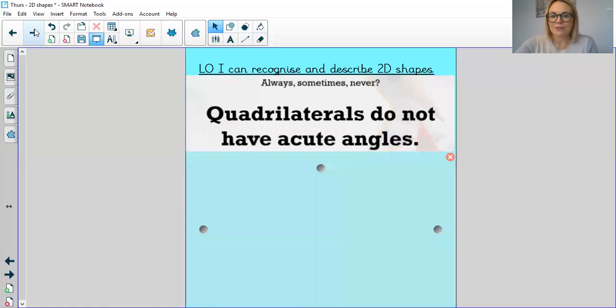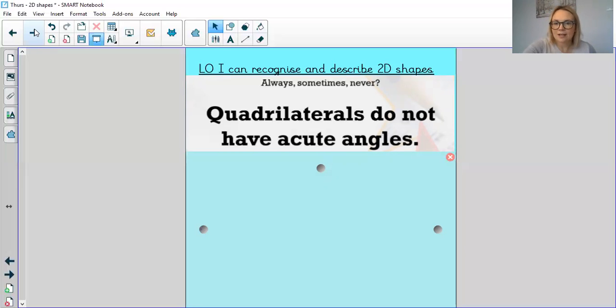Okay, let's move on. So it says here on the board, quadrilaterals do not have acute angles. Is that always, sometimes, or never? So this is for you to do a little bit of reasoning here. Okay, quadrilaterals are 4-sided shapes. Do they have acute angles? Always, sometimes, or never? Pause the video and have a little think about that question.